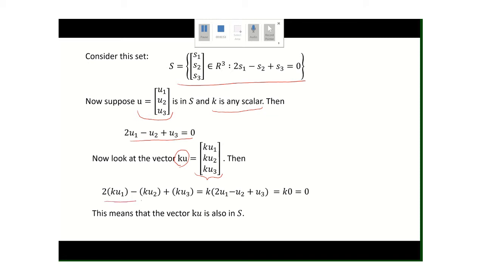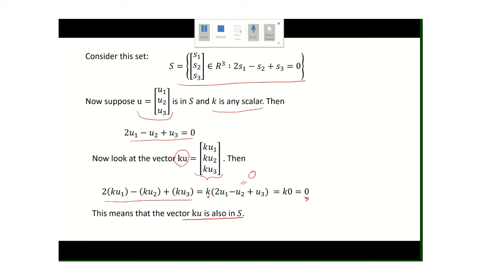Well, plug those three components of the vector into the formula, rewrite it a little bit, pull out the k, and you'll notice that that is equal to 0. It's the exact same formula that we had above. And we start out by saying that's equal to 0. So, the new vector ku also satisfies that equation. That's equal to 0. So that means my new vector is also in S. Multiplying by a scalar doesn't let me get out of the set. I stay in the set.